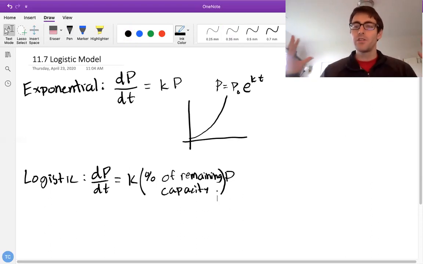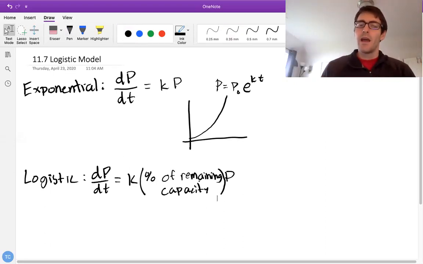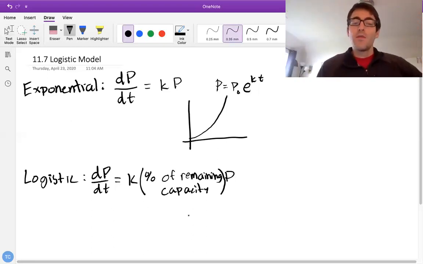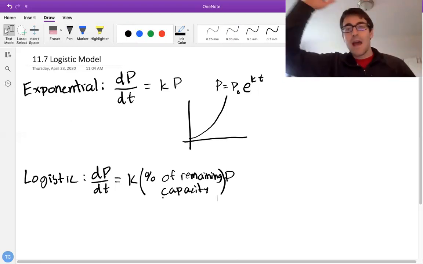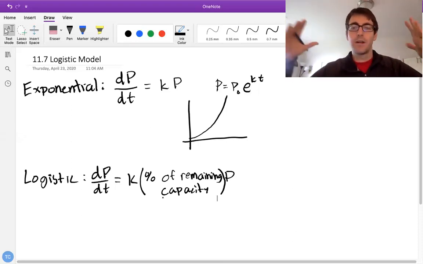While the population on our island is really small, the percentage of remaining capacity is big, so this whole thing looks like an exponential. However, when we get close to being maxed out, since we have a lower percentage of remaining room on the island, this logistic model is saying that our rate of increasing is going to actually start decreasing. So this is going to model this idea of the growth capping out at some higher amount.